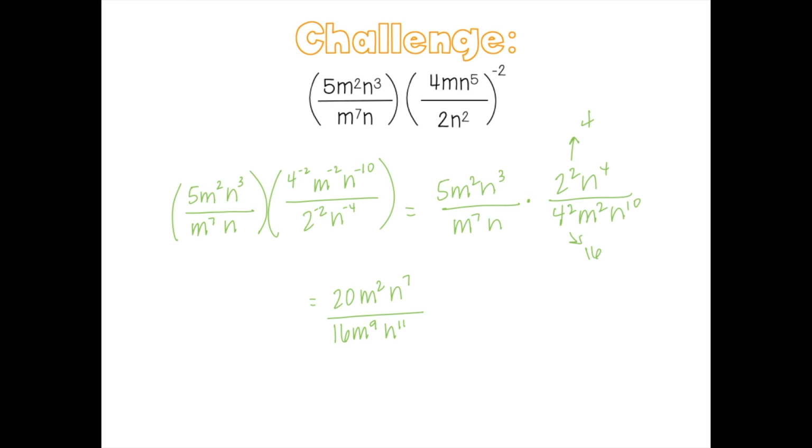Okay, so let me show you what I got here, and then I'll explain. So 20 divided by 16, that reduces to 5 over 4. And then m squared over m to the 9th, when you divide, you subtract. That's negative 7. And then I've got 7 minus 11, which is negative 4. Can't have negative exponents. Those will need to be brought down. And I look and I don't see anything else wrong with that. So that is my final answer.